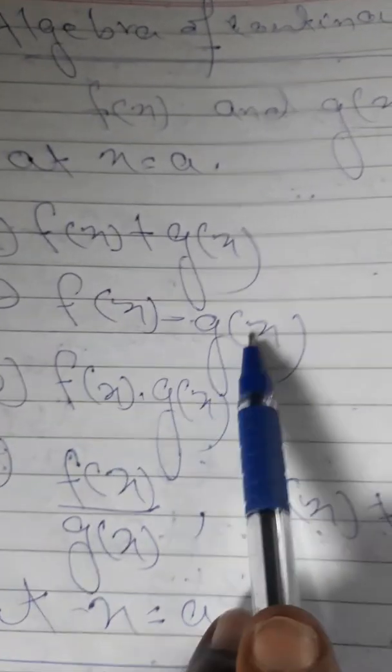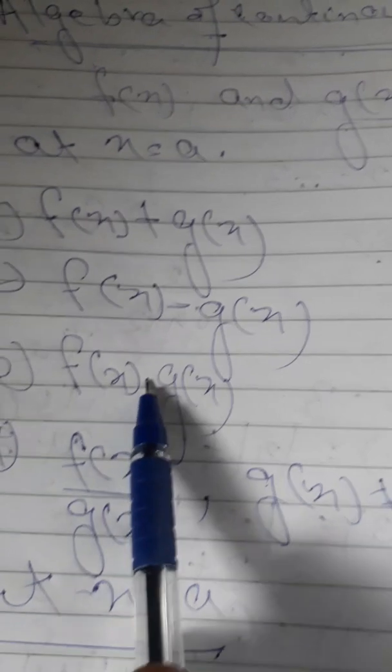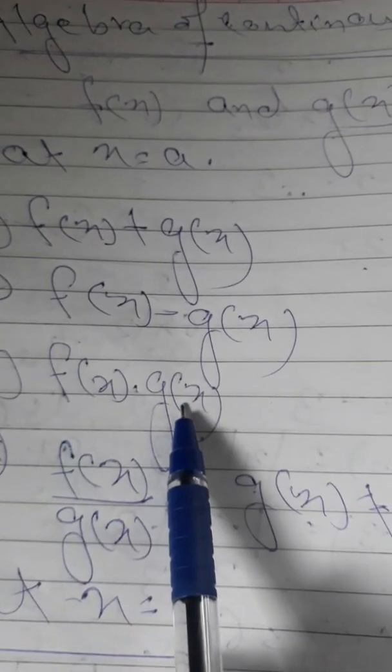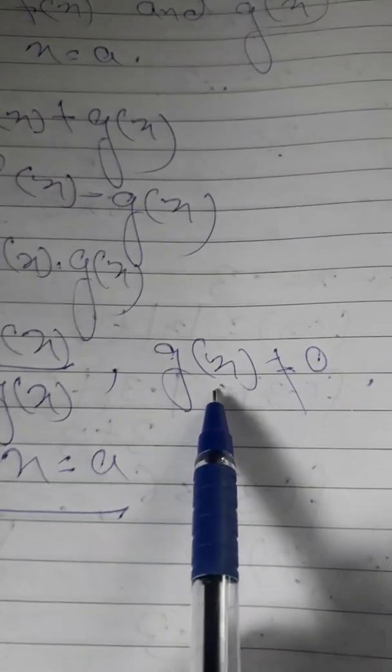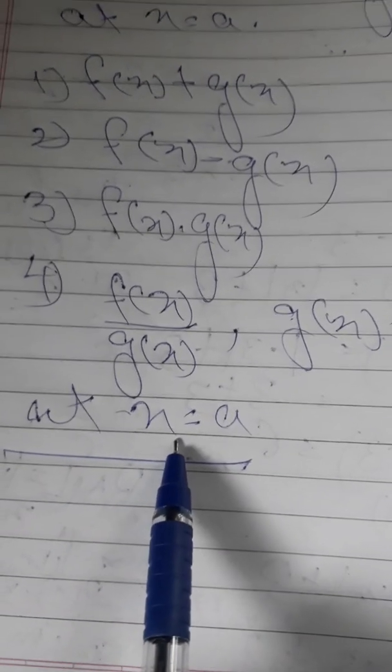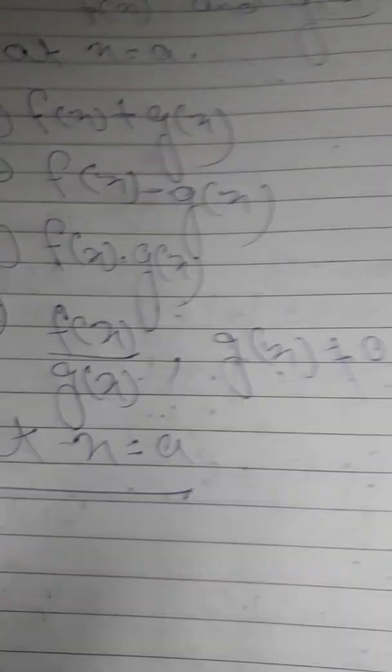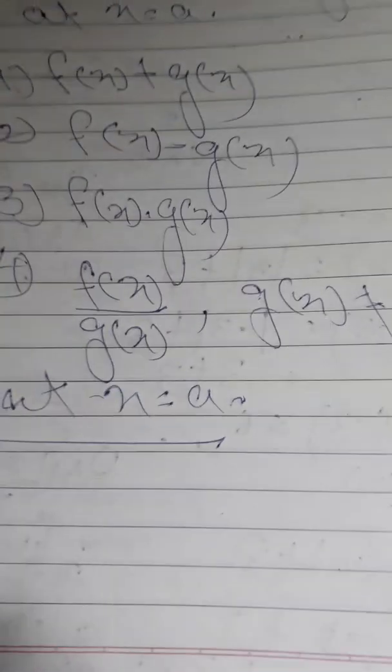If f of x and g of x are any two continuous functions at the point x equals a, then the following functions, f of x plus g of x, f of x minus g of x, f of x into g of x (it's not the composition), and f of x divided by g of x, provided g of x is not equal to 0, are all continuous functions at the point x equals a.